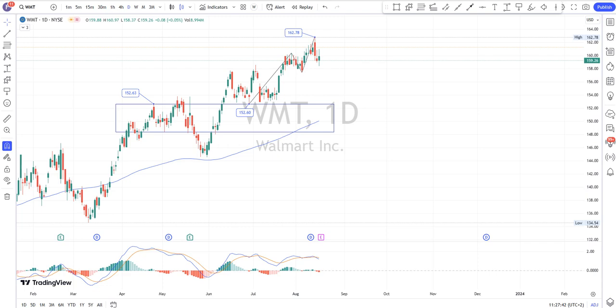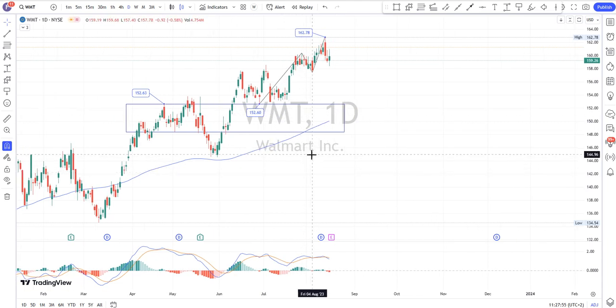Hello guys, let's have a quick technical analysis on Walmart. Walmart will publish their earning report before market opening. Right now, at the moment, it's not yet published. So let's check the chart to see how to trade its earning report intraday.